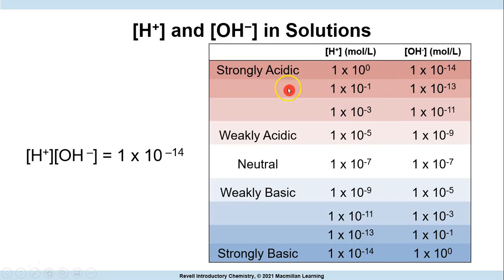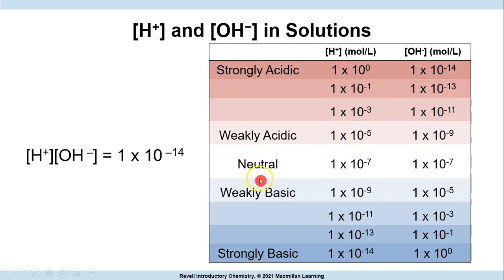So if you have the strong acid here with a hydrogen ion of 1 times 10 to the minus 1, the hydroxide ion must be 1 times 10 to the minus 13. If it is 1 times 10 to the minus 3, this other one will be 1 times 10 to the minus 11. So these are strong acids.